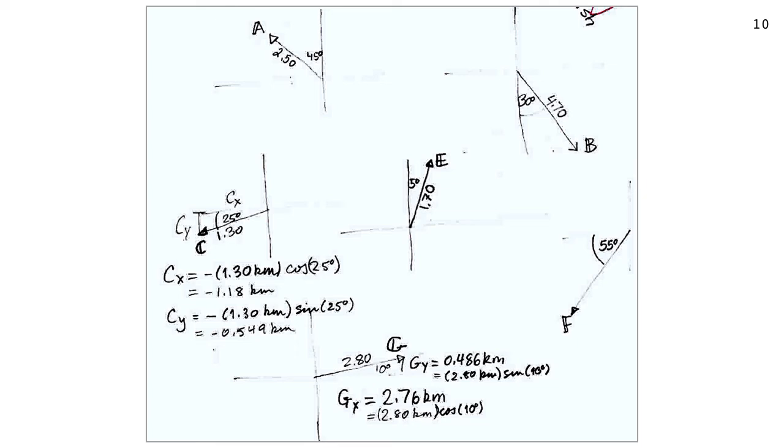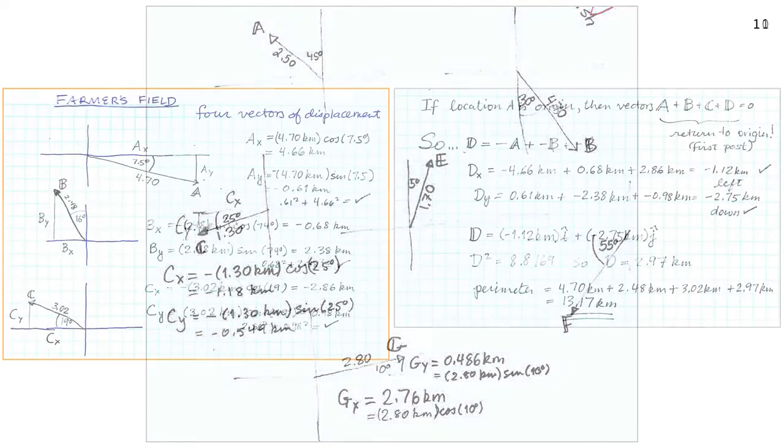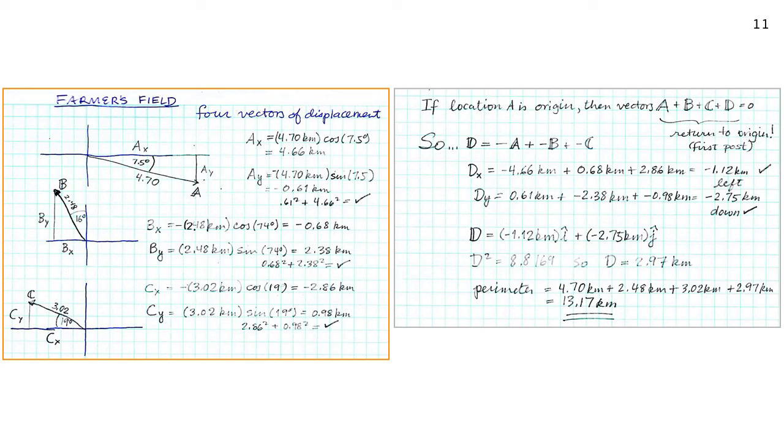So this is the farmer's field problem, and basically you have 4 vectors of displacement, and since the 4th vector D, the unknown vector, returns to the starting spot, that means the sum of all the vectors is equal to 0. That's what sum of displacements equal to 0 means, the return to the starting spot. Now I decided to do the subtriangles method here. So triangle A, triangle B, triangle C, you can see the calculation for that. Double check your notes.